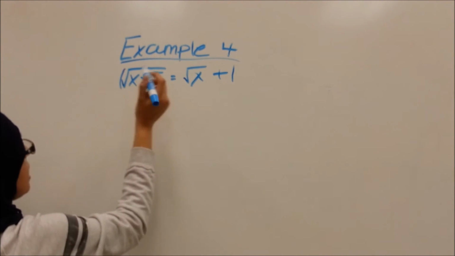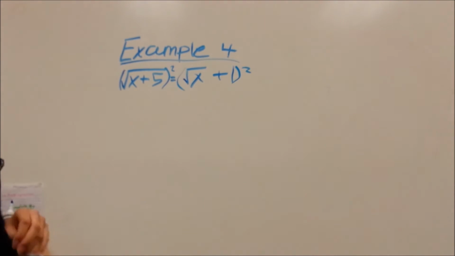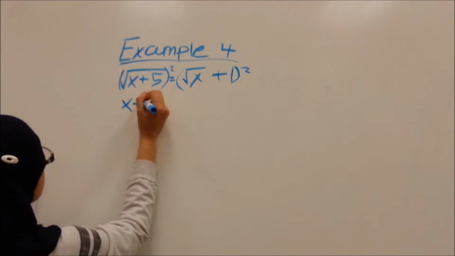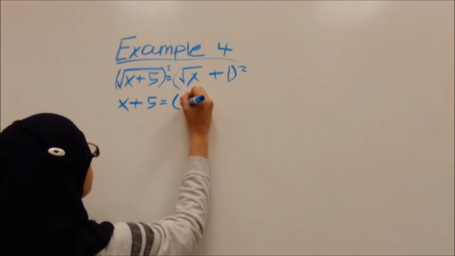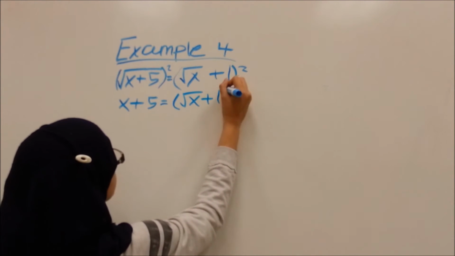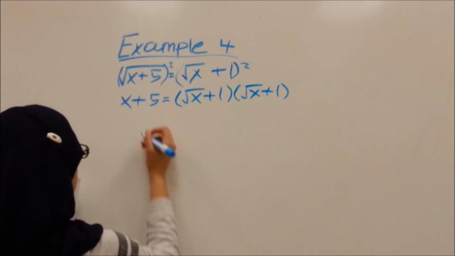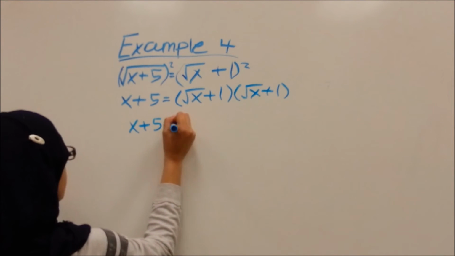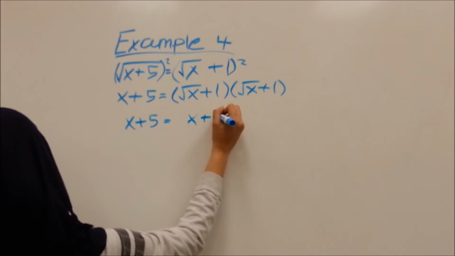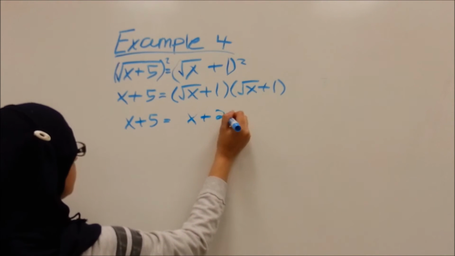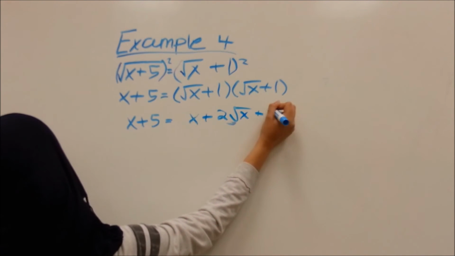So we're going to start out by squaring both sides. On this side, it gives us x plus 5, because we got rid of the radical. And on this side, you have to remember to FOIL. It's basically like this. So that gives us x plus 5 equals x plus 2 times square root of x plus 1.